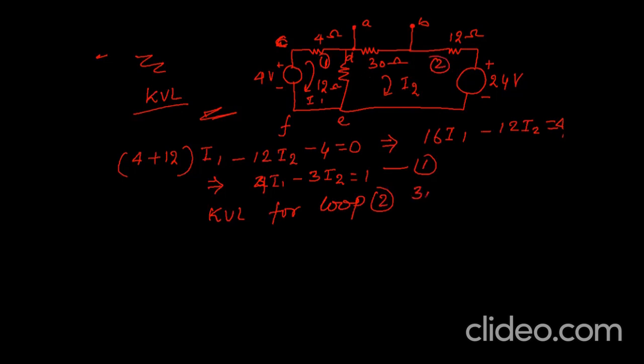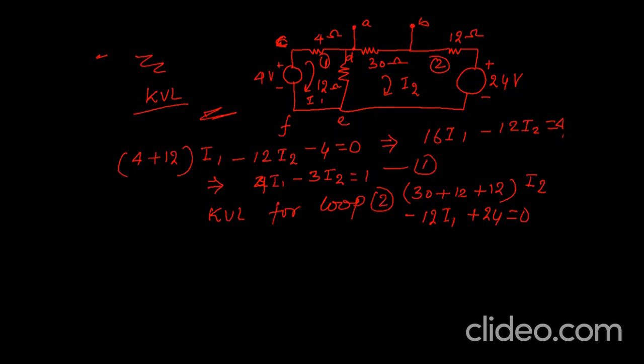So 30 plus 12 plus again 12 multiplied by I2, and I1 is common for this, so we have to write minus 12 I1 plus 24 equal to 0. Going entry point is plus, so we have to write plus. So this is KVL analysis. In fact, I will share its link to the video also. You can go and see how we do KVL analysis.